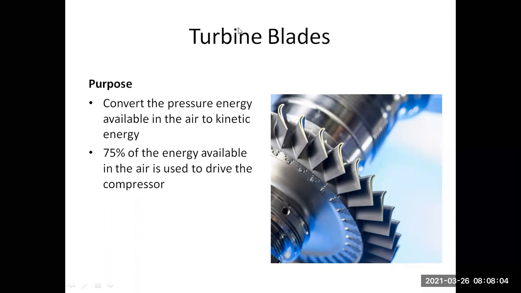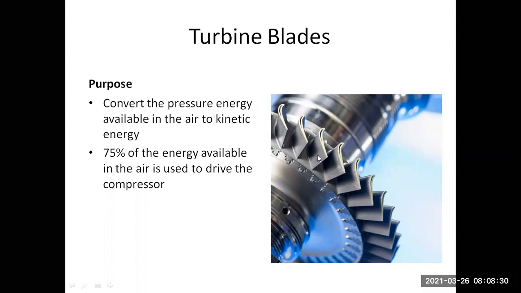The main purpose of the turbine blade is to convert the pressure energy available in the gases coming out from the combustion chamber into kinetic energy. The more you convert the pressure into kinetic energy, the faster the turbine will rotate and the faster the air will go outside. As the speed of the air going outside increases, because of Newton's third law of motion, for every action there will be an equal and opposite reaction, and our aeroplane will go faster forward.